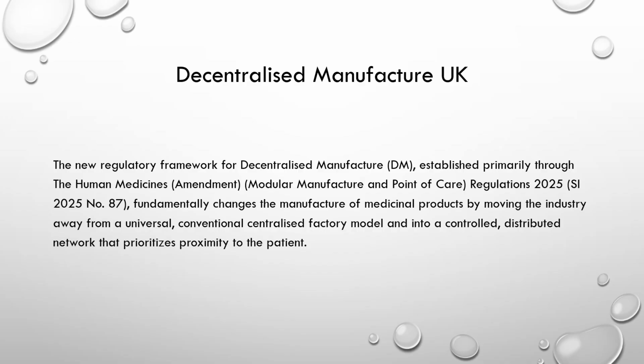Right, so this new regulatory framework for decentralized manufacture was established primarily through the Human Medicines regulation, and the statutory instrument number is SI 2025 number 87, and it fundamentally changes the manufacture of medicinal products by moving, in some cases, the industry away from the universal, conventional, centralized factory model into a much more controlled, distributed network that prioritizes proximity to the patient.